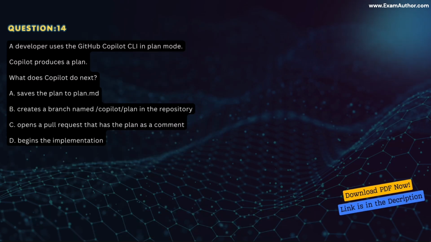Question 14. A developer uses the GitHub Copilot CLI in plan mode. Copilot produces a plan. What does Copilot do next? A. Saves the plan to plan.md. B. Creates a branch named copilot/plan in the repository. C. Opens a pull request that has the plan as a commit. D. Begins the implementation. Correct answer A.